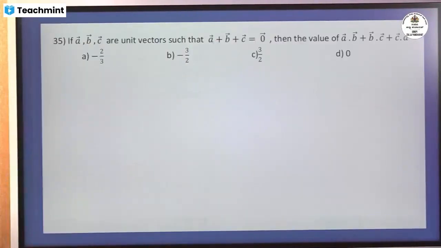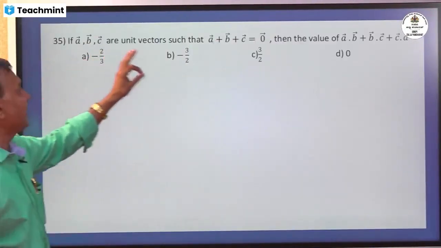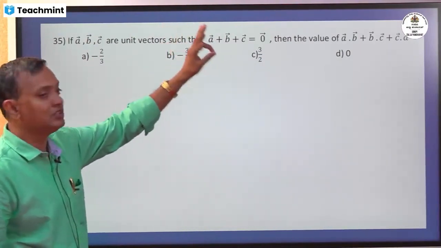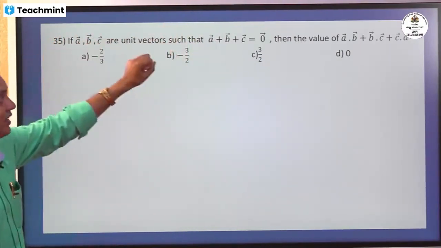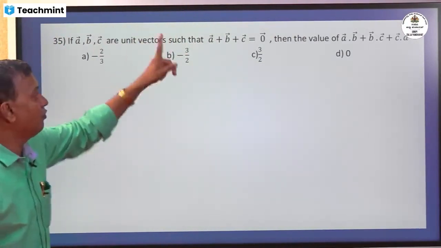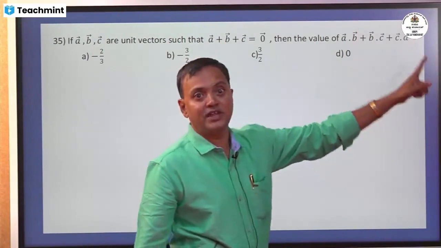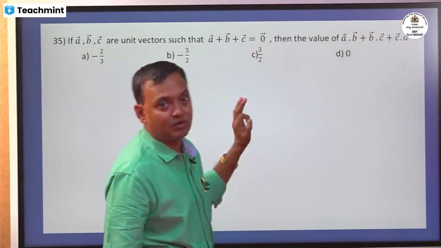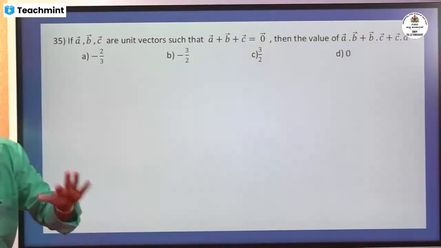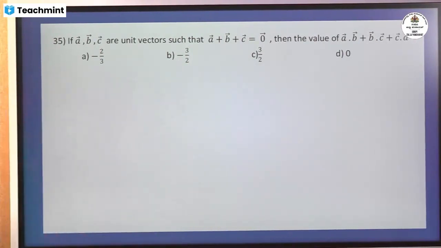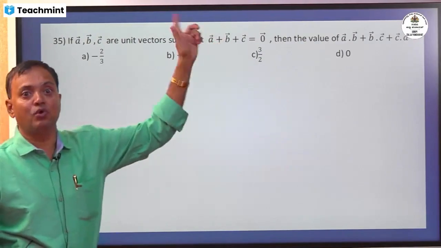Next, if a, b, c are unit vectors such that vector a plus vector b plus vector c is the zero vector, a, b, c are unit vectors, so their magnitude is 1, then find the value of a dot b plus b dot c plus c dot a. This is also a very standard question. It is there in your vector chapter, the dot product miscellaneous exercise has this problem. Very simple question. Here use the a plus b plus c whole square formula.